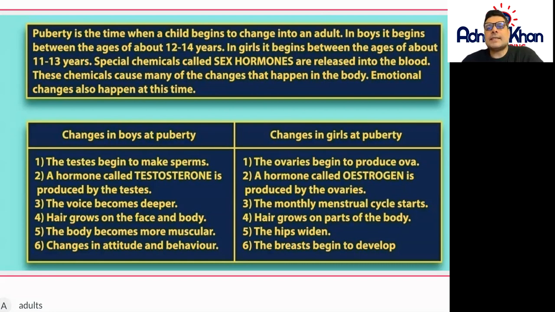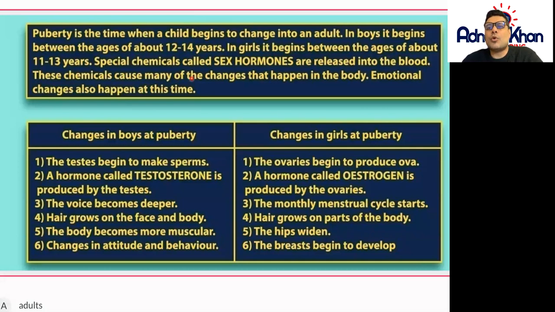So puberty is the time when a child begins to change into an adult. So when you're a child and you're changing into an adult, this whole process is called puberty. In boys, it begins between the ages of about 12 and 14 years of age. In girls, it begins between the ages of about 11 and 13 years of age.